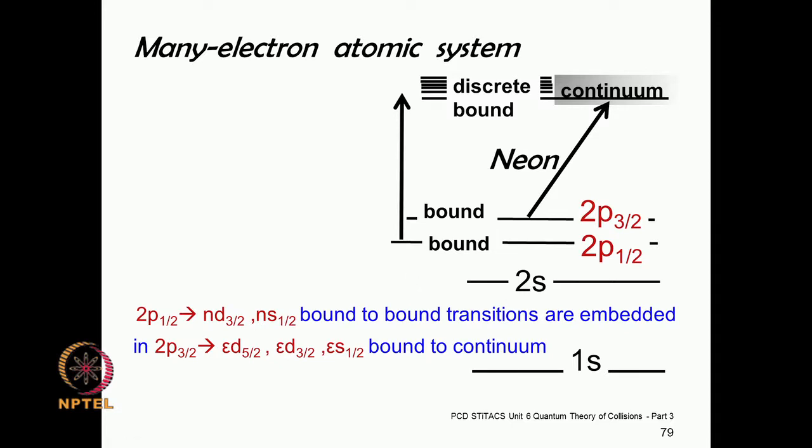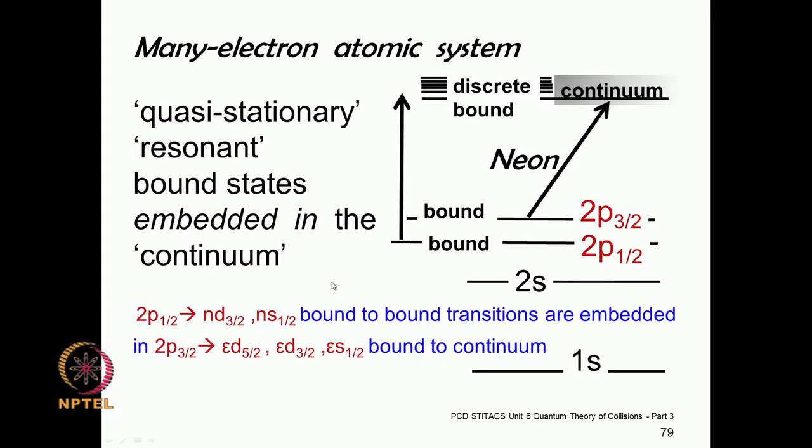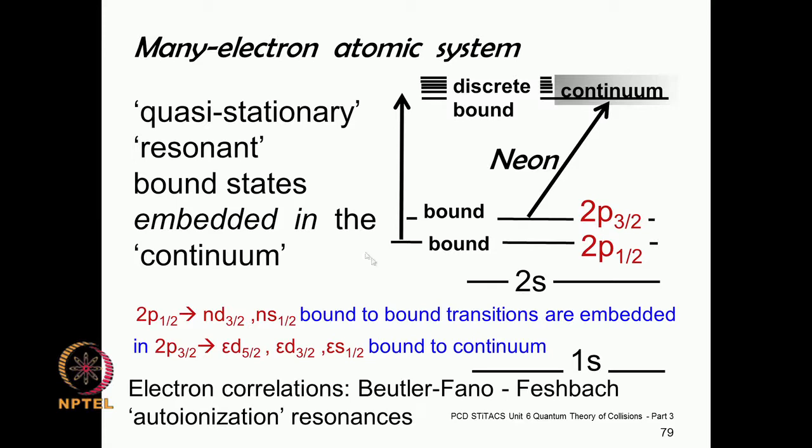So you have two possibilities, and there will be interference between the bound to bound states and the bound to continuum, and these states are sometimes referred to as quasi-stationary states or resonance states, and these come into play because you have got one bound state spectrum which is embedded in the continuum with respect to another threshold. Okay, so the electron correlations cause these resonances, which are sometimes referred to as the Beutler-Fano resonances.